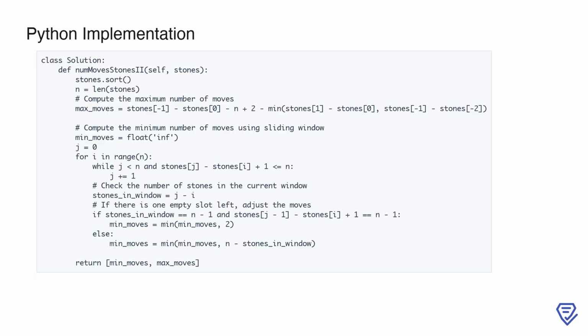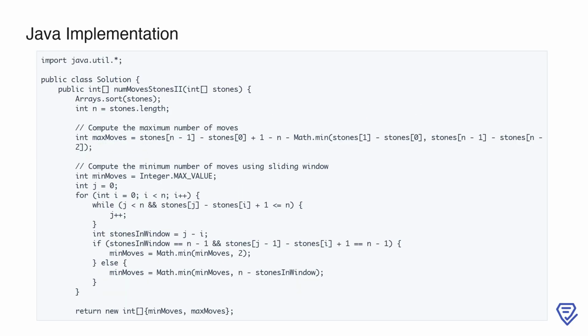4. Sliding window logic. We iterate over each stone position as the start of the window, i. For each i, we extend the window, j, as long as the gap, stones[j] - stones[i] + 1, is within the limit of n. This ensures that we consider all valid windows and compute the minimum number of moves required for each. Finally, we return both the min_moves and max_moves as a list. This solution efficiently calculates the result using sorting and sliding window methods, ensuring optimal performance even for larger inputs.